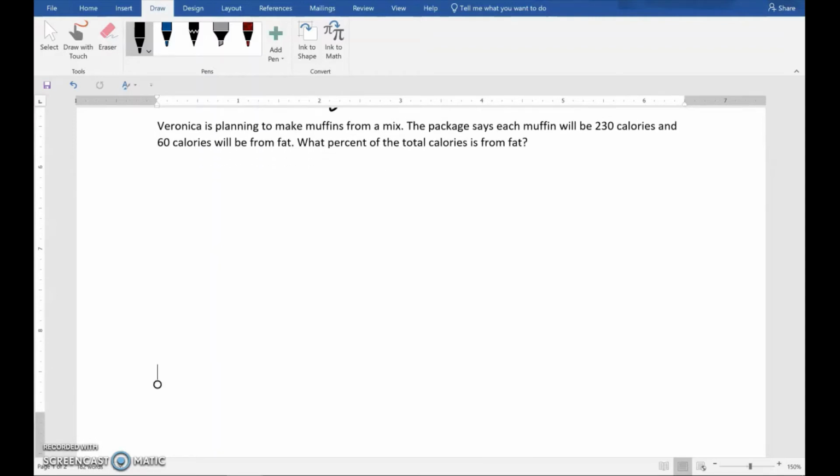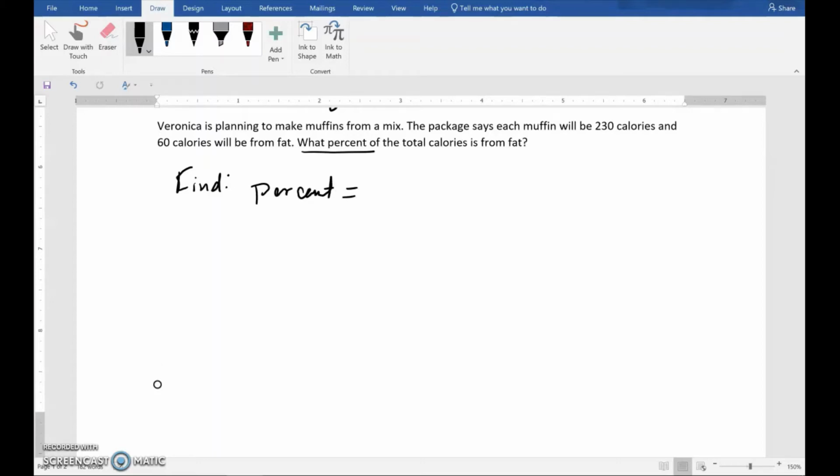Veronica is planning to make muffins from a mix. The package says that each muffin will be 230 calories and 60 calories will be from fat. What percent of the total calories is from fat? Okay, so we've read the problem completely. Next thing, we have to figure out what is it that we want to find. And so here it says, well, what's our percent? So we're trying to find our percent.